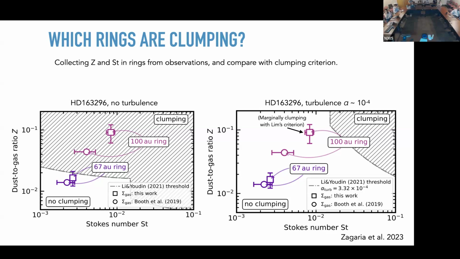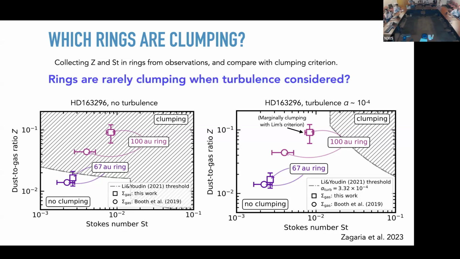And what they found is that when comparing with the map without turbulence, the outer ring can be in the clumping regime. But if we consider this criterion with turbulence, then both of the rings are outside of the clumping criterion, meaning it is not very likely that these rings are dense enough to trigger a streaming instability. So this is just for one case, and for now I'm trying to get more, but the question is, is it really the case that the rings are rarely clumping when the turbulence is considered?